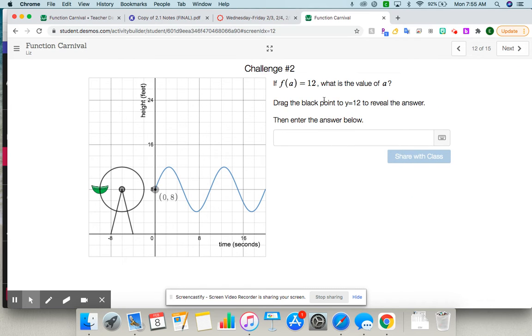In this case, it's actually asking us the opposite. It's giving us the output and asking us for the input. So it tells us that the height of the Ferris wheel is at 12 feet. So how many seconds have gone by for it to be at that height? Well, in this case, there's actually more than one point. So notice at 2.5 seconds, the Ferris wheel is at 12 feet, but then also at 12.5 seconds. So in this case, we might say A equals 2.5 or 12.5.